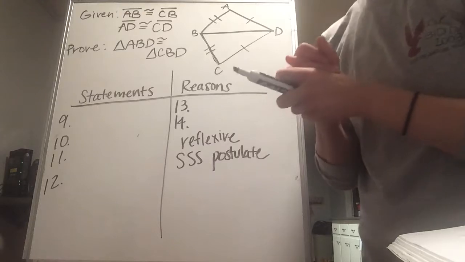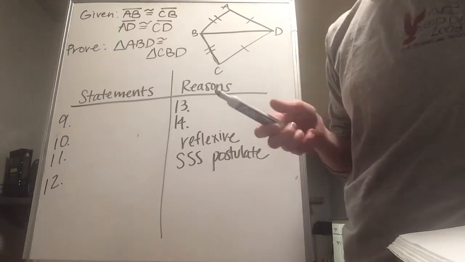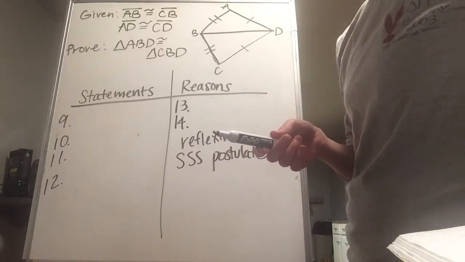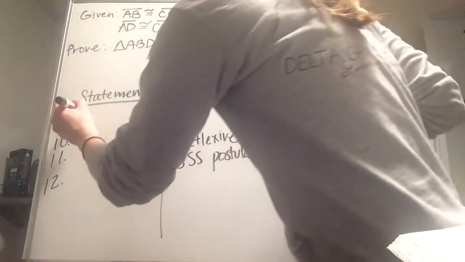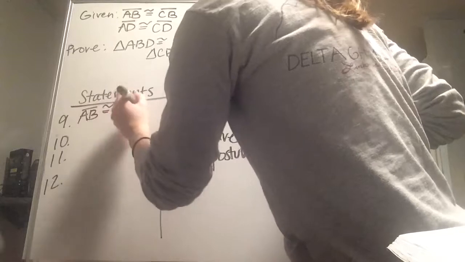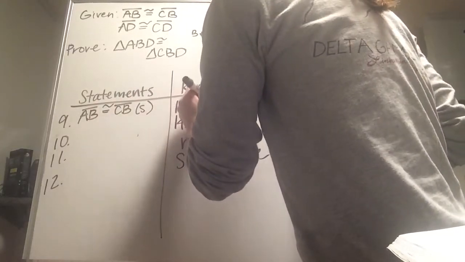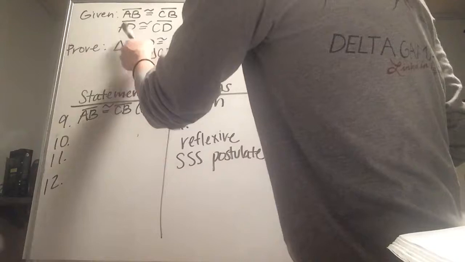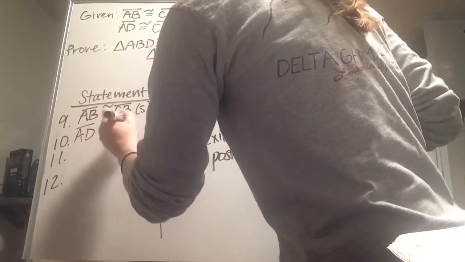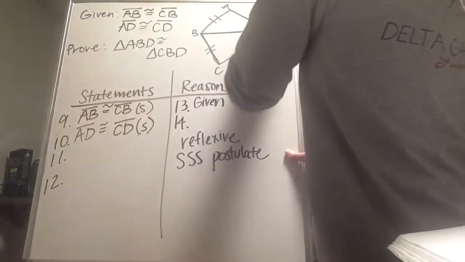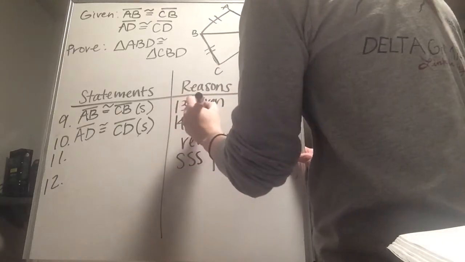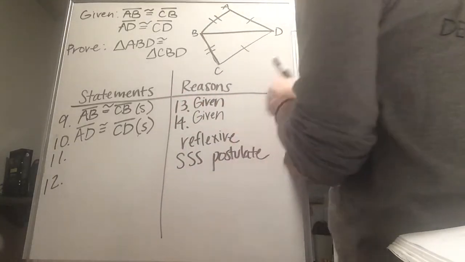So 9 and 10 could be flipped around. Either way is fine, as long as you're establishing what is given first. So I'm going to go ahead and say that line segment AB is congruent to CB, and that's a side, and I know that because it's given. You can also say that line segment AD is congruent to CD. That establishes another side. So I know that these two sides of the triangle are congruent to each other, respectively, and that's given.